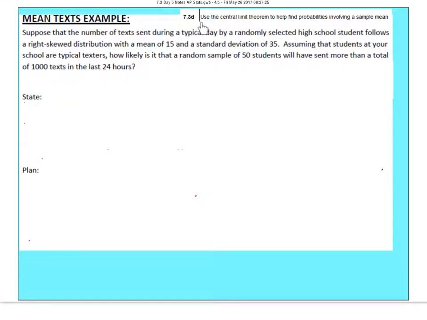So in 7.3d, we're going to use the central limit theorem to help us find probabilities involving sample means. Let's look at this one for texting. Suppose that the number of texts sent during a typical day by a randomly selected high school student, that's going to be important, randomly selected already, follows a right skew distribution with a mean of 15 and standard deviation of 35. Assume the students at our school are typical texters.